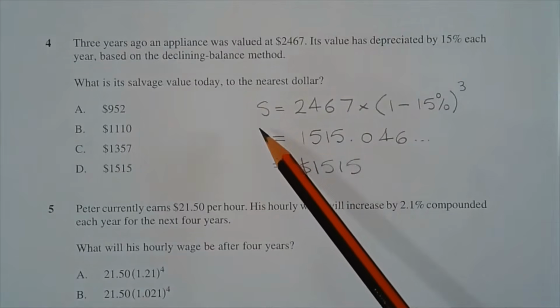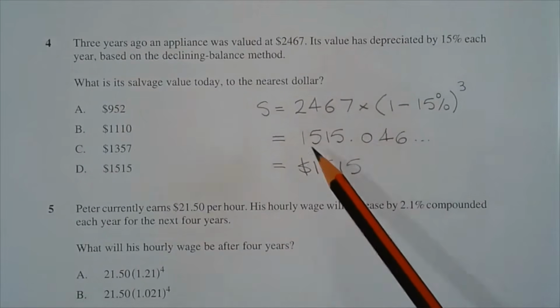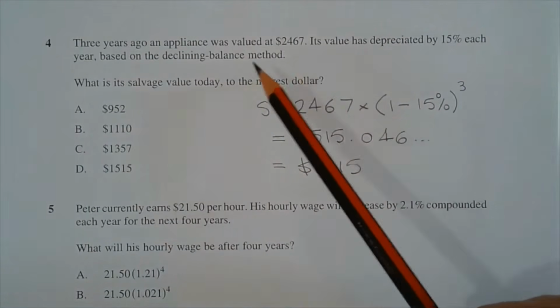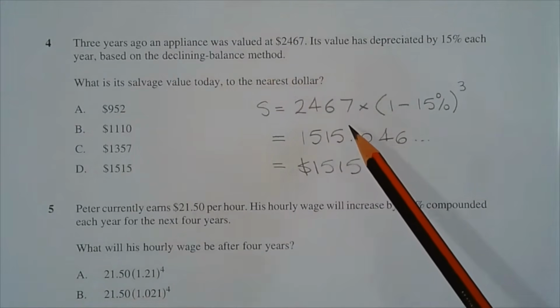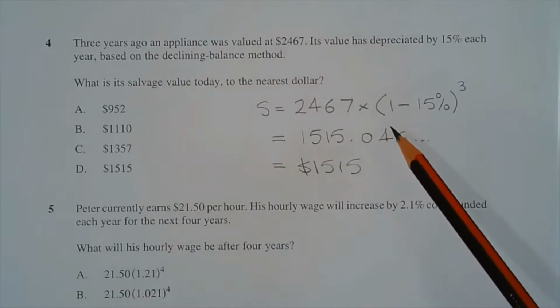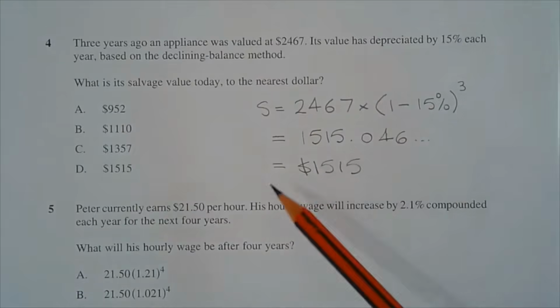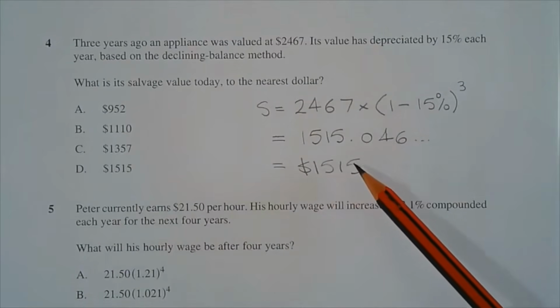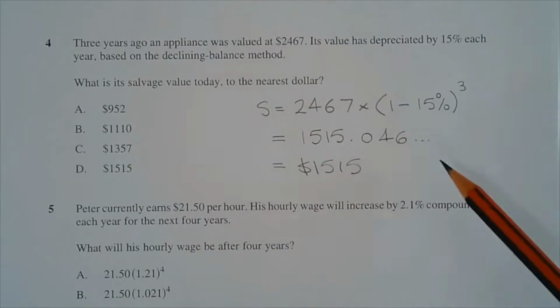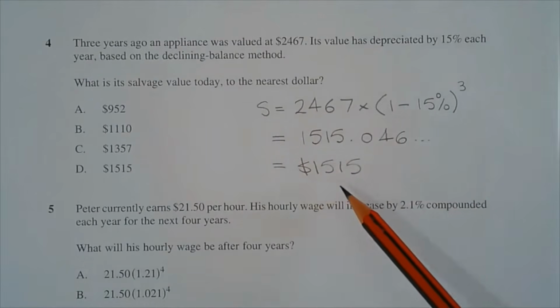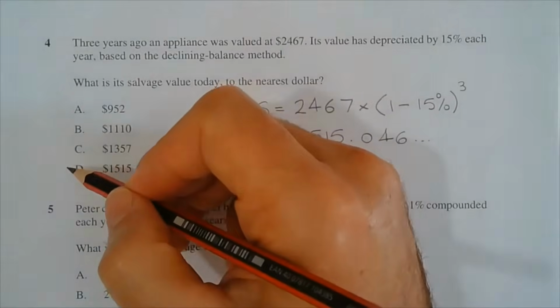Now the salvage value is equal to the original value of the item, and in this case, the value of the item 3 years ago, $2,467, multiplied by 1 minus 15%, all raised to the power of 3. And the 3 represents the number of years that this item is being depreciated over. And that equals $1,515.046. Rounding that to the nearest dollar, that's equal to $1,515, and therefore the answer is option D.